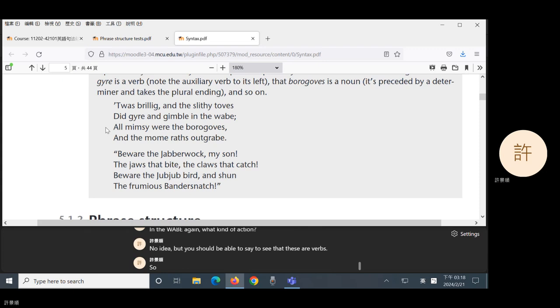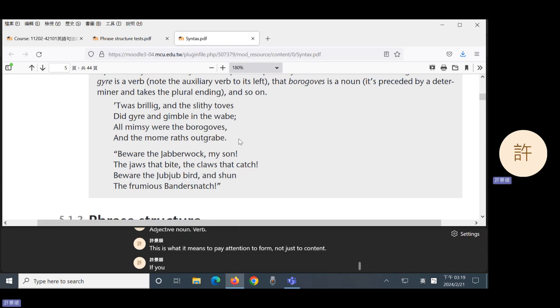So, adjective, adjective, verb, article, noun, plural, conjunction. What is the again? Article, yes. Adjective, noun, verb. This is what it means to pay attention to form, not just to content.